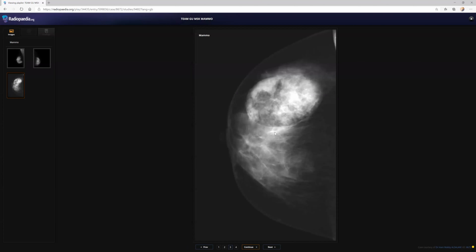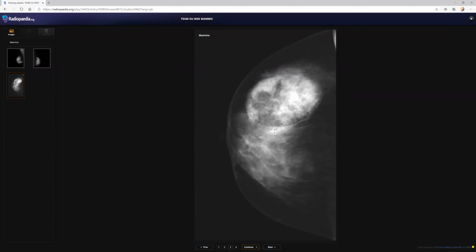Okay, so this is the breast CC view that is showing a well-defined lesion in the outer quadrant of the breast that is showing heterogeneity, with mixed hyper radiodense and lucent areas. It is well defined. The surrounding parenchyma doesn't show any architectural distortion.